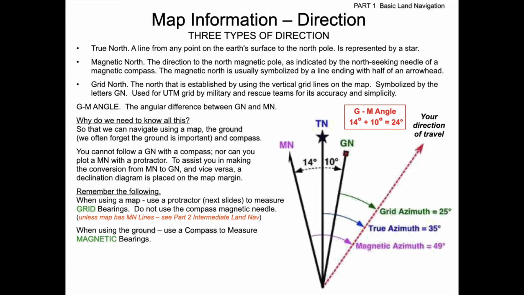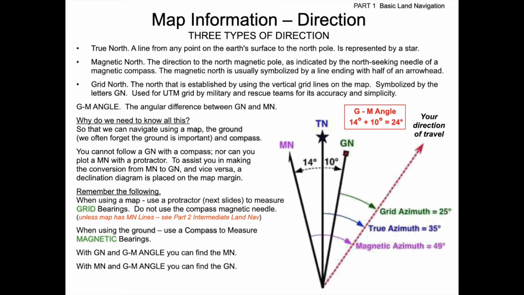What we're talking about is when you're standing on the ground looking at a feature in front of you with your eyeballs, like a hill, then you need to use your compass, right? That's what you're going to use to get your azimuth there, or your bearing. With grid north and the GM angle, you can find magnetic north.